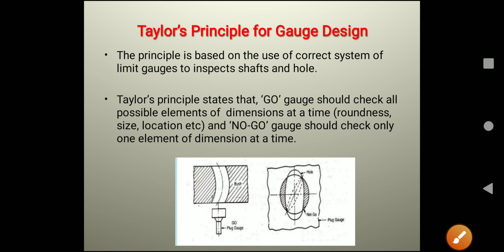So all the gauges are designed on the Taylor principle. So how exactly are those designed? Let us see what the Taylor principle says and what it is exactly based on. The principle is based on the use of the correct system of limit gauges to inspect shaft and hole. The statement of the Taylor principle says that the go gauge should check all possible elements of dimensions at a time, that is roundness, size, location, and the no go gauge should check only one element of a dimension at a time.